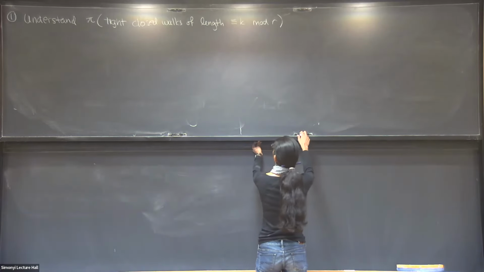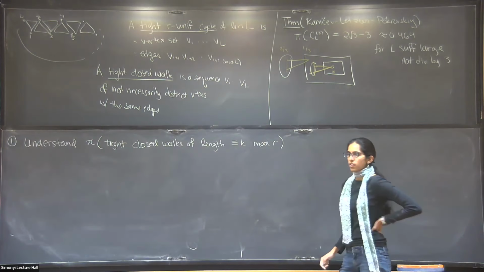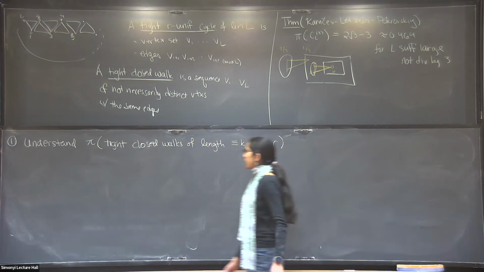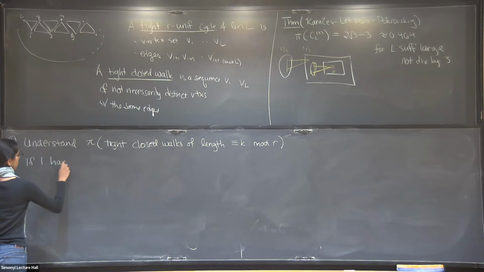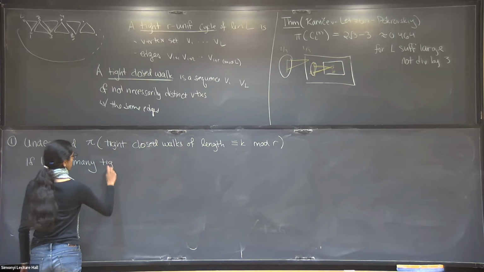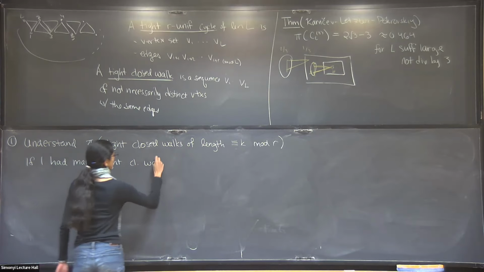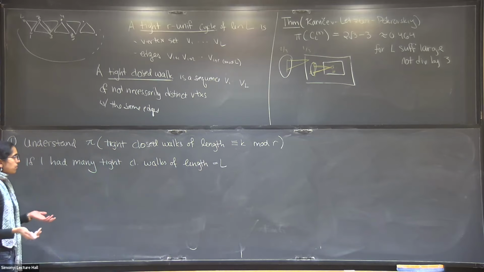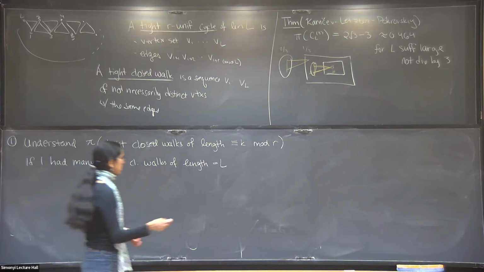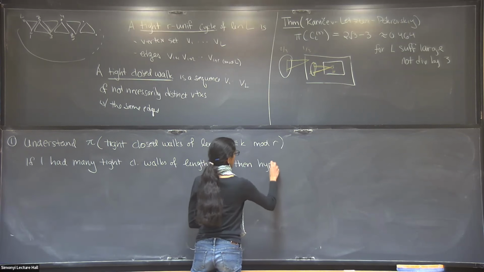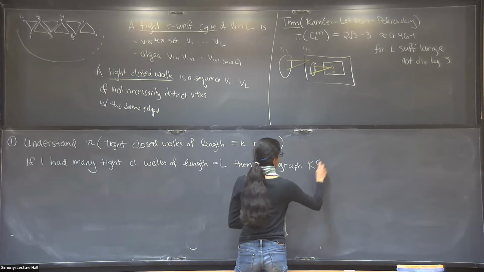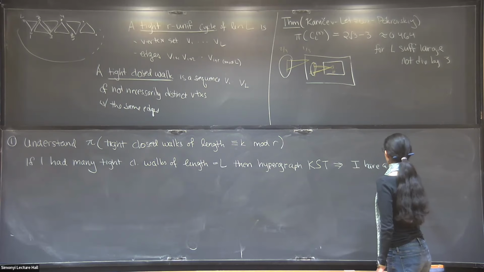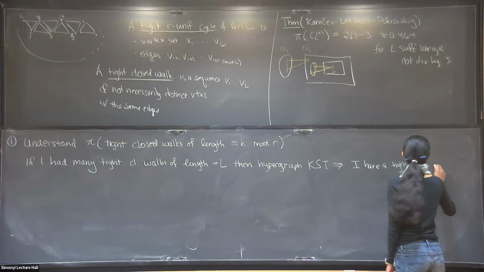So why is this the right thing to understand? Let's say I had many tight closed walks of length exactly equal to L. Then I could do some sort of supersaturation argument. Or actually, I could just do hypergraph combinatorics Turán, just like we did before. So this sort of supersaturation argument would imply that I have a tight cycle of length L.